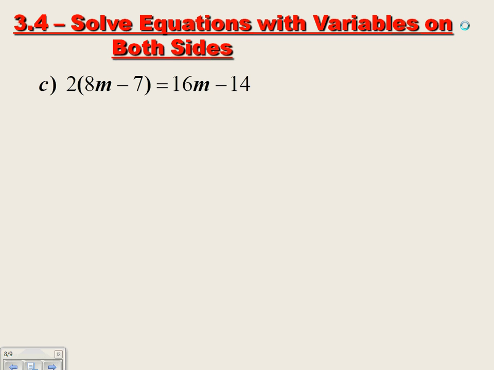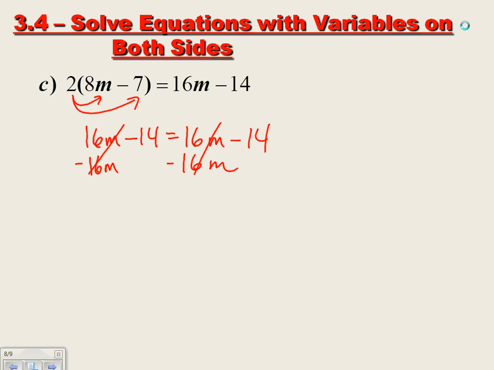All right, so what I'm going to do for letter C is something I did before. I'm going to do the distributive property. 2 times 8m, 2 times that. So I get 16m minus 14 equals 16m minus 14. So what I'm going to do is subtract 16m from both sides.